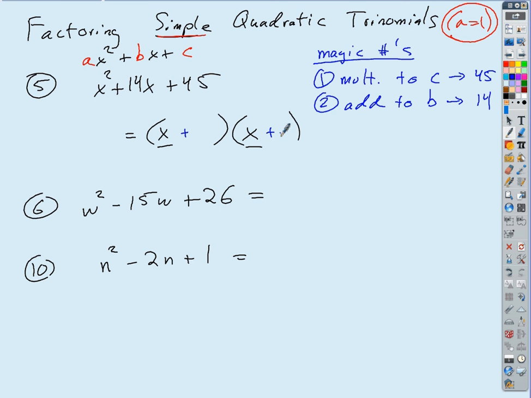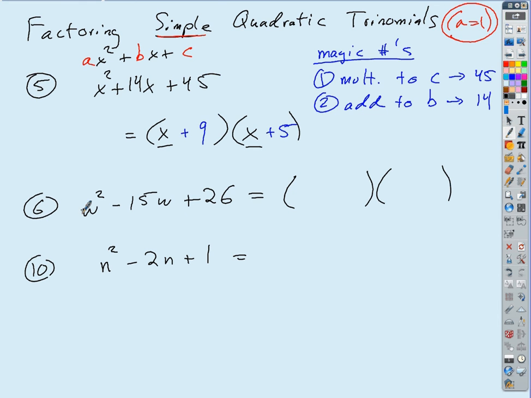So we know that those are going to be plus signs. And then what are the numbers that do the trick? That multiply to 45 and add to 14? 9 and 5. And we got it. It's factored. Okay. How could we check? Multiply it out, distribute, and see if we get that, right? Okay, next one.